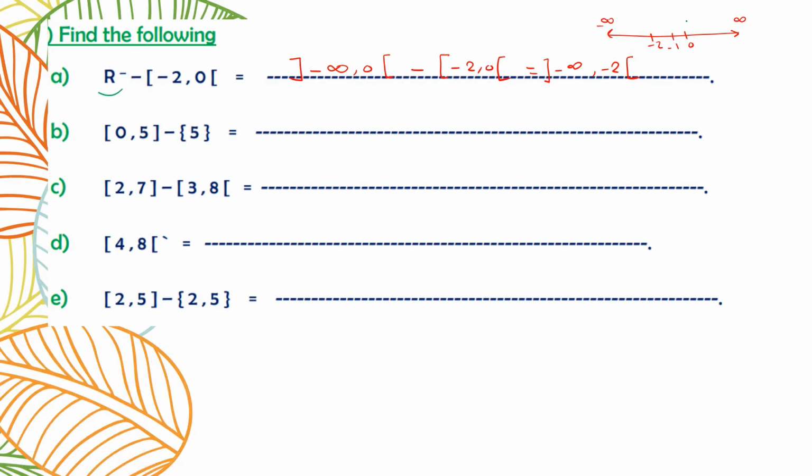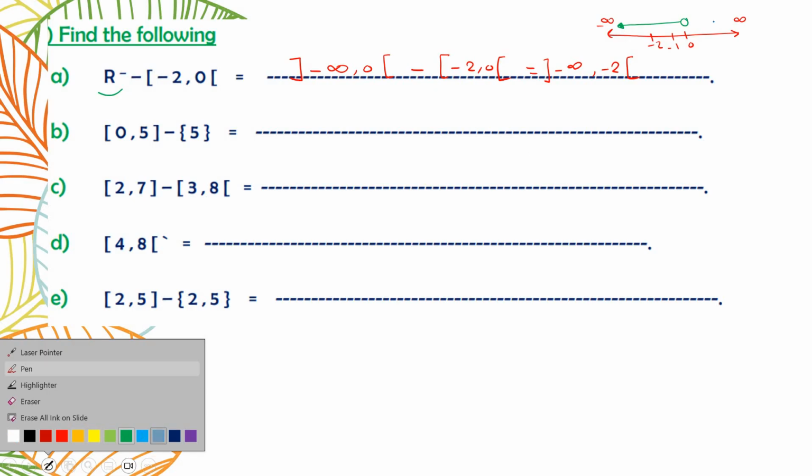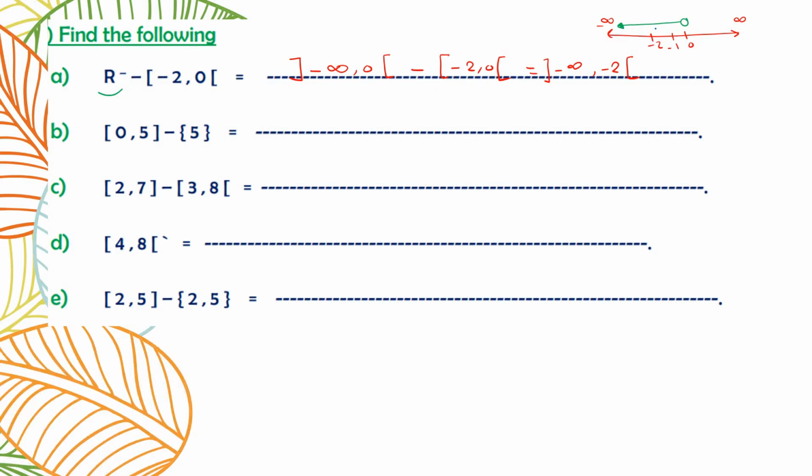Okay, let's represent the first by a green, which is R negative. R negative is what? Yes, open 0 till we find what? Negative infinity. And let's represent the second one by blue. Okay, I have here what? -2. It's what? Closed or open? Yes, it's closed to 0. Okay, so 0 here is what? Is open again.